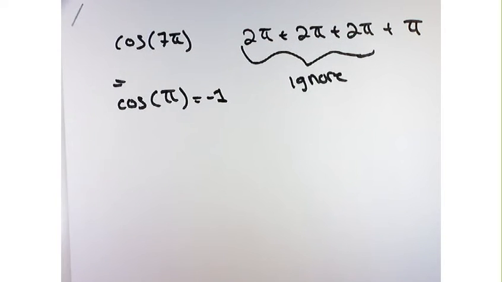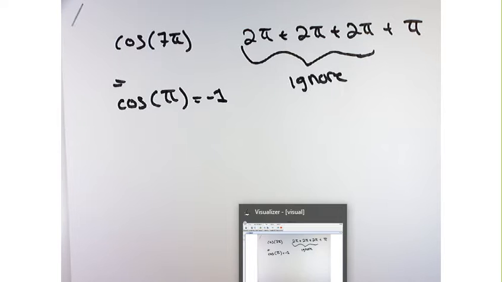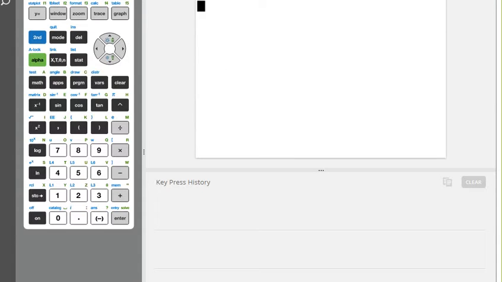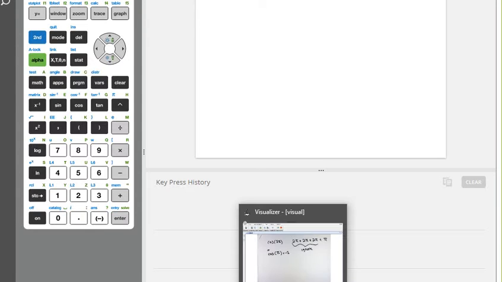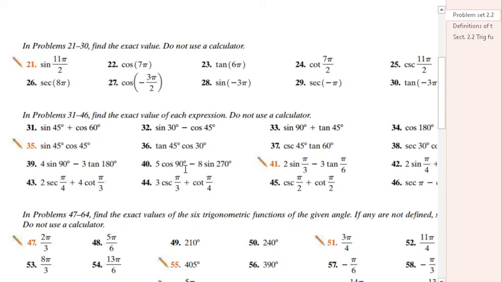Let's try and do a few more here without necessarily referring to our calculator. Not that there's anything wrong with referring to your calculator. And for the most part, I'm not really going to be taking away your calculator on an exam. But it's helpful to know these things. Let's take a look at, let's try 32. Sine of 30 degrees minus cosine of 45 degrees. Sine of 30 degrees minus cosine of 45 degrees.